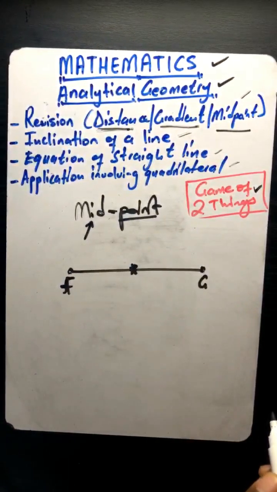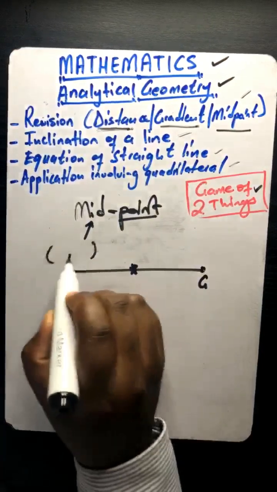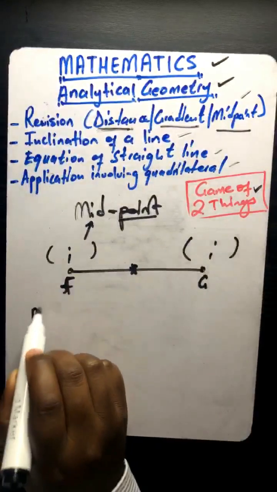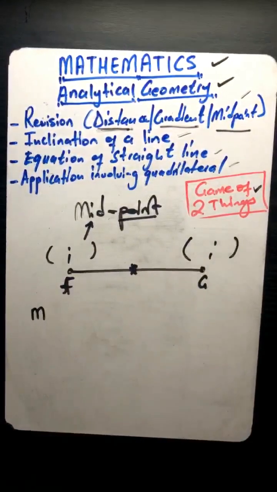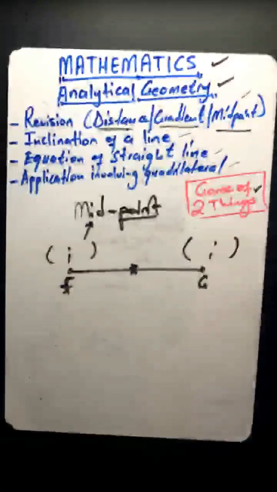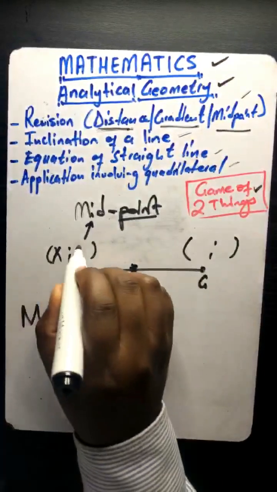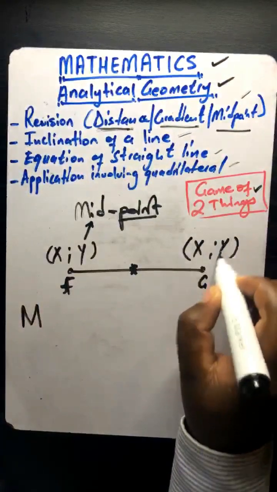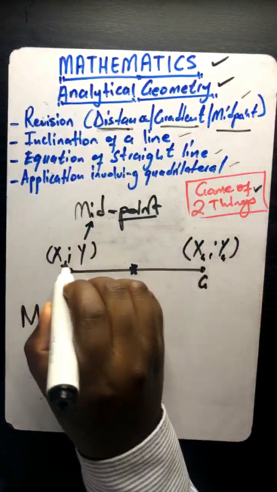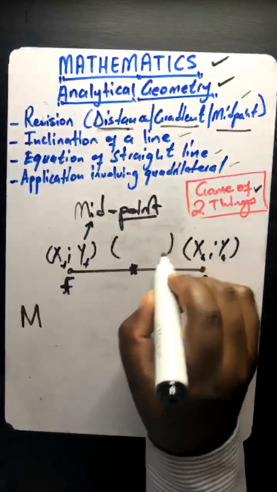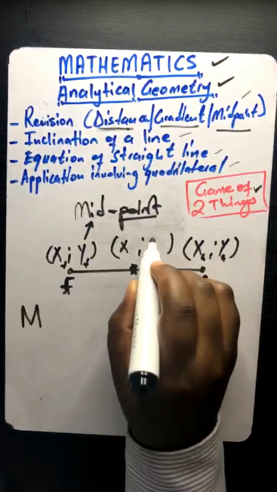Analytical geometry, a game of 2 things, because point F is made of x and y. That is why, most importantly, when it comes to the midpoint, it's not small letter m, but capital letter M. So remember, we've got x and y of G, and this is x and y of F. That means the midpoint will also have the x and the y values.